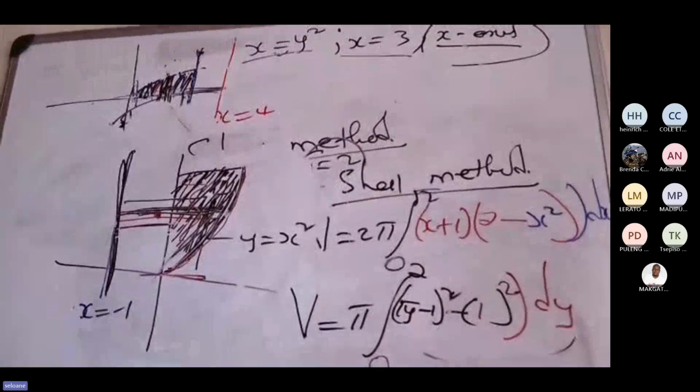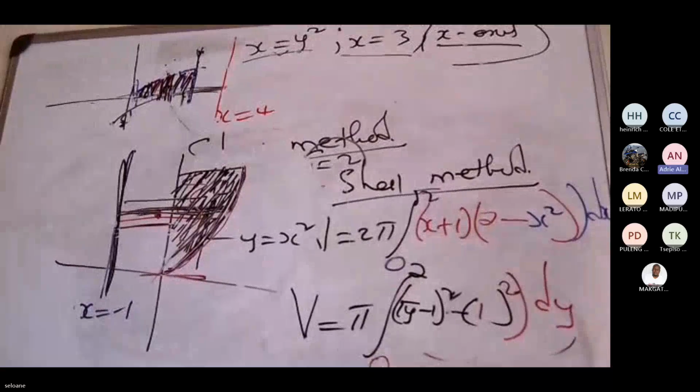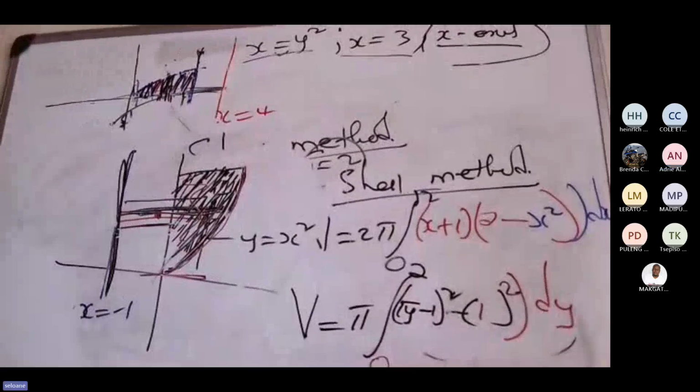Yes, Andre? I just want to understand on the shell method there. So with the shell method, we don't have the smaller r, or we don't consider the smaller r? No, we don't have.